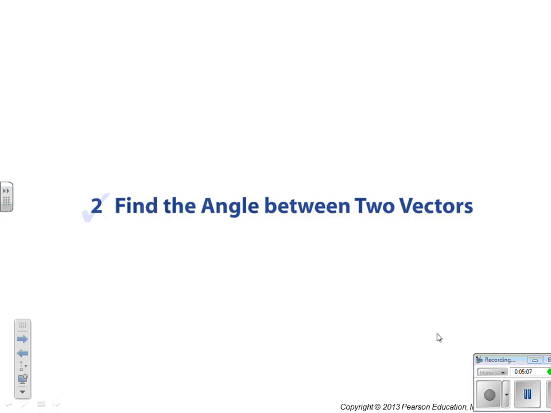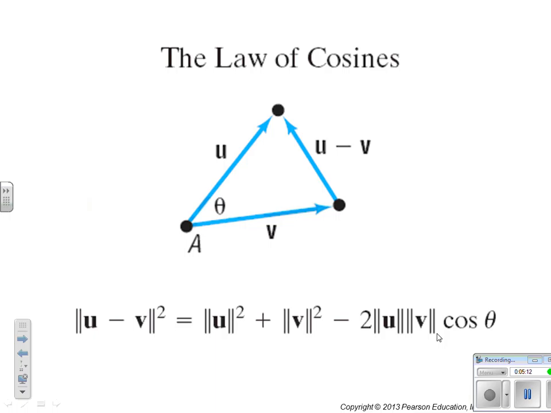Okay, if we have two vectors and we want the angle theta between them, we are going to use our old friend, the law of cosines. The magnitude of the u minus v vector squared is equal to the magnitude of u squared plus the magnitude of v squared minus 2 times the magnitude of u times the magnitude of v, times the cosine of theta.